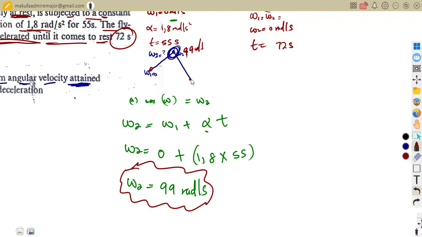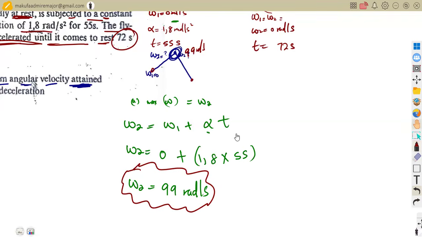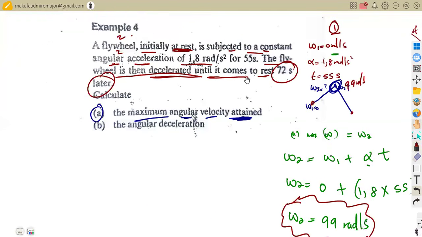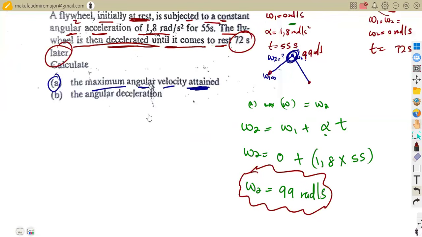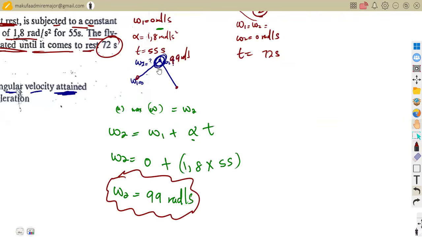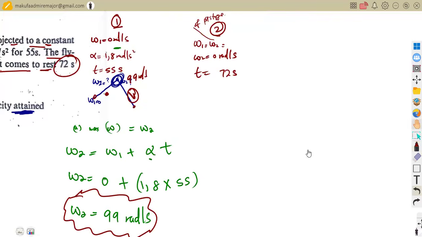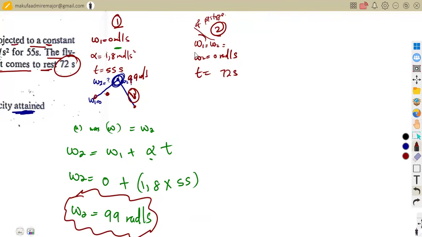Then it went down. We do not know if it is going to go to 0 or what, but yes, until it comes to rest. Then it went to 0 again. Then the question is now the angular deceleration. Why are they asking this? Because this is in two phases. The first phase was of an angular acceleration. The second stage is now going down. It's a deceleration.